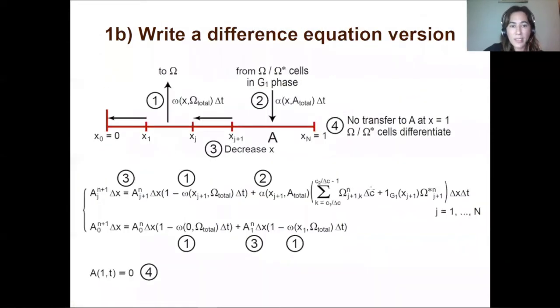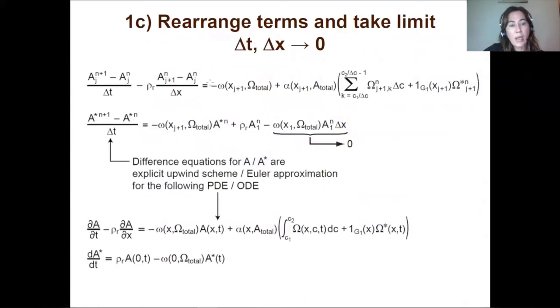When we do this, we end up with a set of difference equations. So we can write these difference equations for the population along x, and we can also do this at the boundary of x equals 0 and the boundary of x equals 1. We can take these equations and rearrange them, and hopefully if we arrange them in a nice manner, we can then take the limits of delta x and delta t to 0.